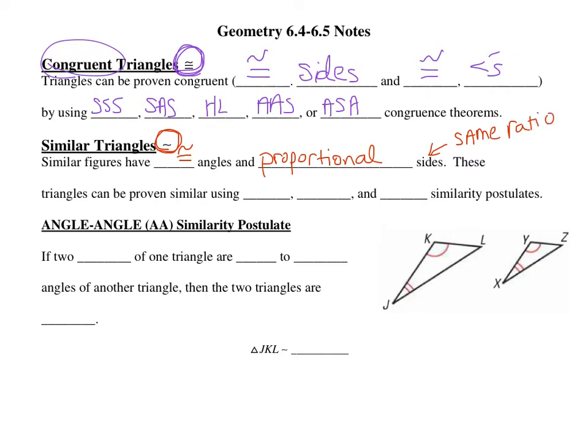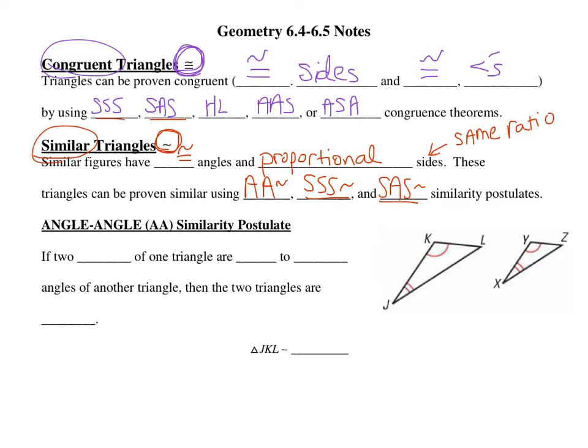So these triangles can be proven similar using angle, angle, side, side, side, and side, angle, side. So I'm putting the little similar symbol right after it so that when you see that, you remember that we're dealing with similar triangles and not congruent triangles, especially our SSS and SAS, because those are the same repeated ones from up here.